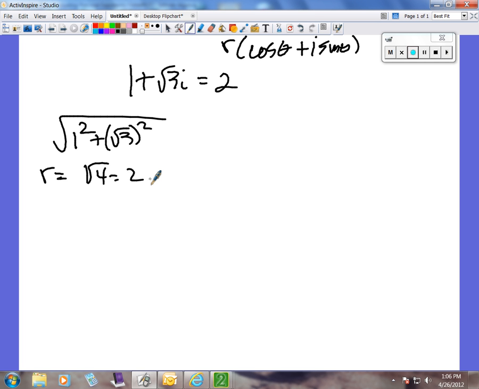Now do tangent inverse. All tangent inverse means is find the angle that would give you square root of 3 over 1. Because isn't that what we do? We put this over this, and we want the tangent inverse. That just means find the angle that gives me that. Now, how do we go about thinking that through?